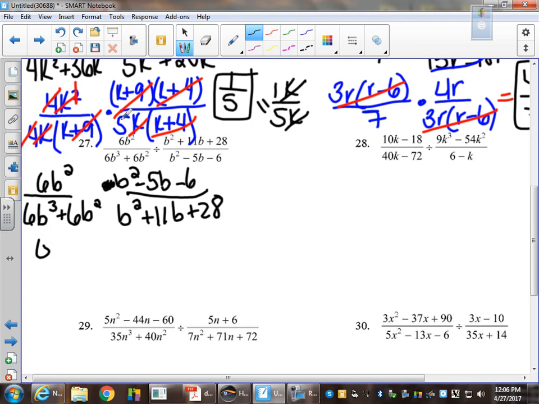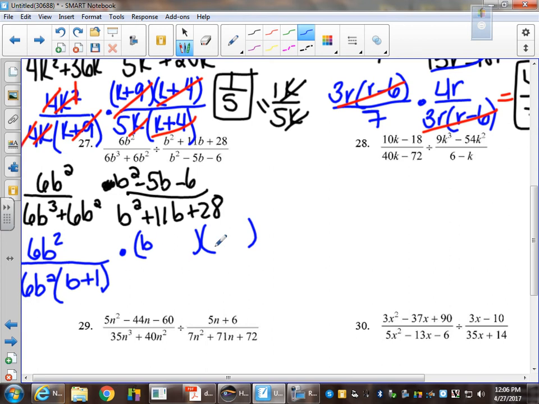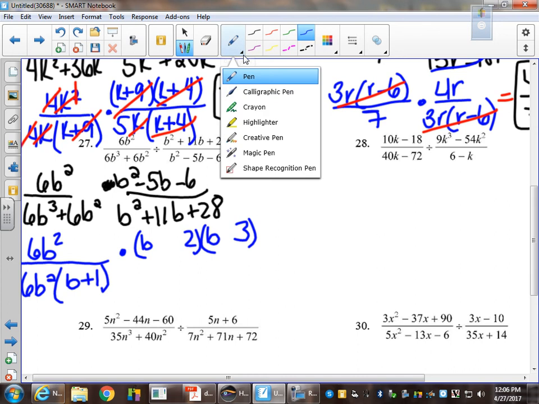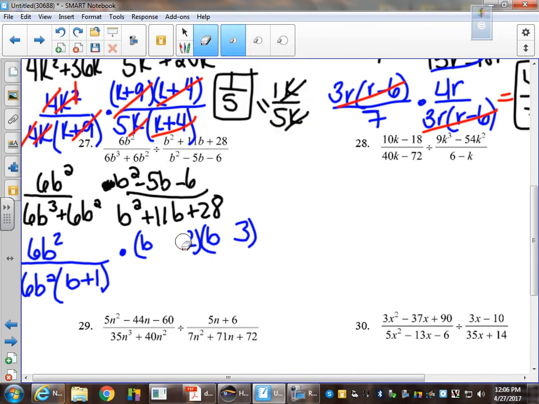Our first fraction, 6b squared, cannot be factored, so we can just rewrite it. Our denominator, however, we can factor out a 6b squared, and we're left with b plus 1. The numerator does factor: b, 2, 3. Oh, no, I'm sorry. This will not work, because even if you have -2, -3, a negative times a negative is not a negative. So we're going to fix that, and it's going to be 6 and 1, with the 6 being negative and the 1 being positive.